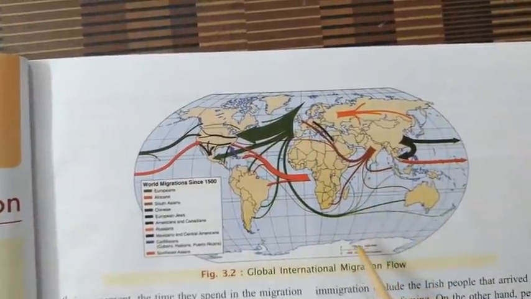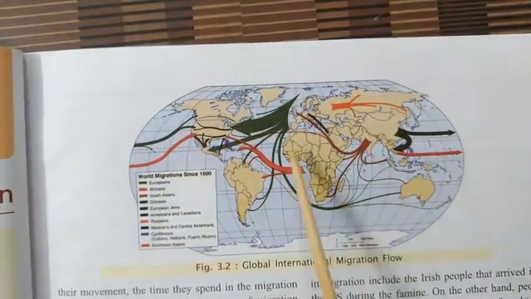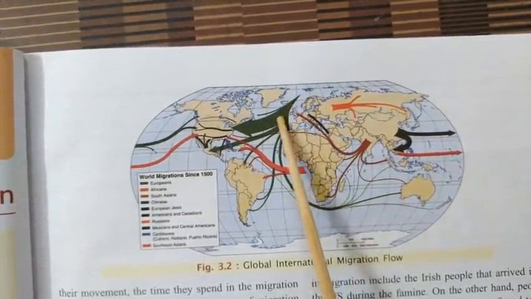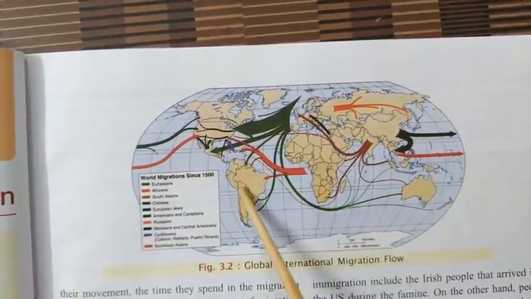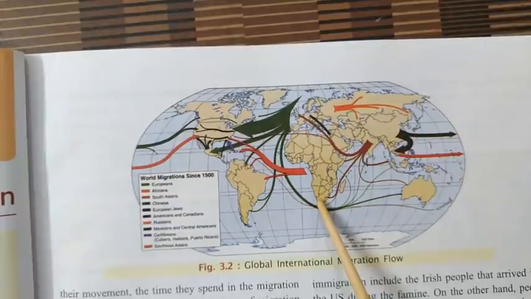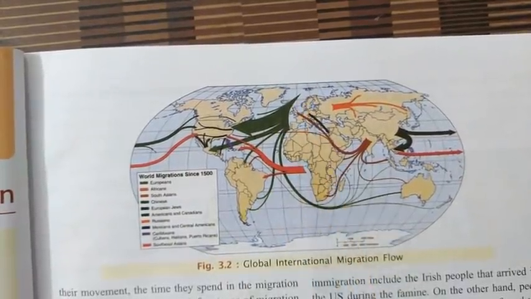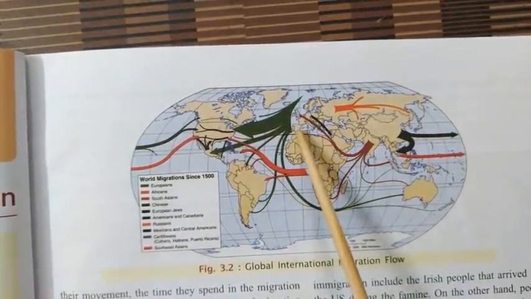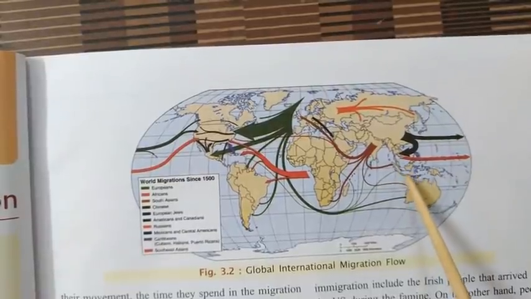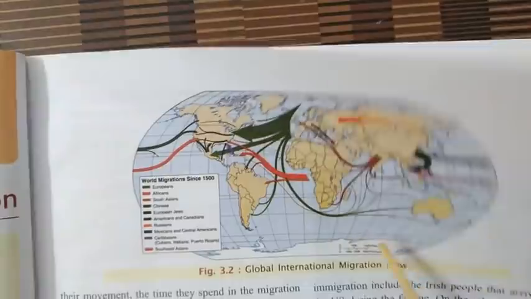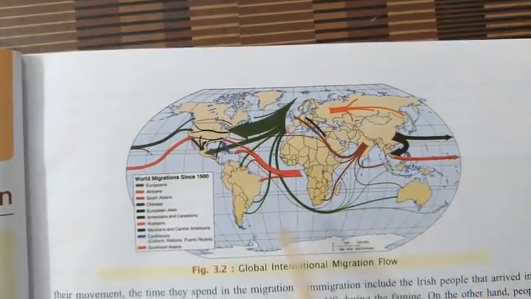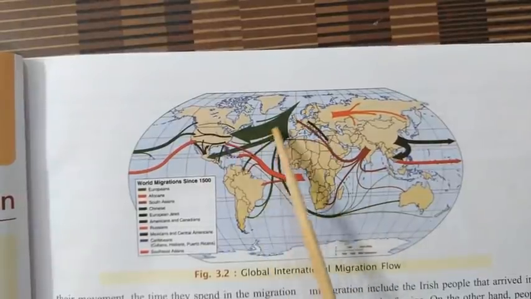Now the biggest migration flow you can find here is this green color, which shows a large number of people from Europe migrating to North America, Central America, even South America. Then they migrated to Australia, New Zealand, even South Africa, right? So this is the migration flow from Europe. It started from the 14th century, when the Europeans started discovering new land. In 1492, America was discovered. After that, in the 17th century, Australia and New Zealand were discovered. So what happened? A large mass of people from Europe started migrating to these continents.